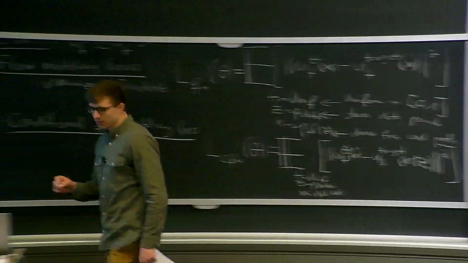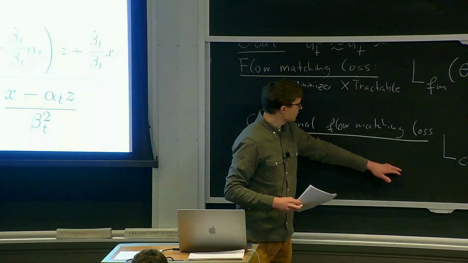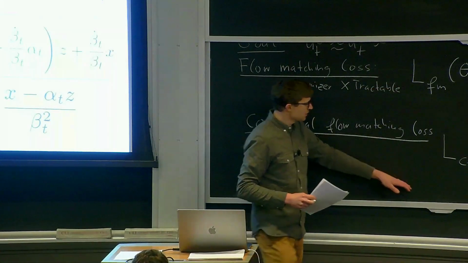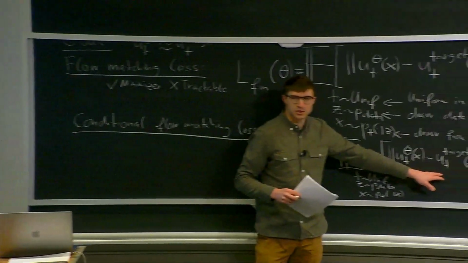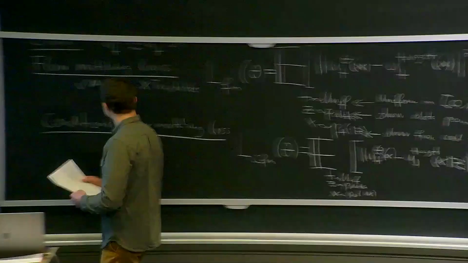All right, so from this loss to this loss, so from the flow matching loss to the conditional loss, the only difference is I'm plugging in the conditional vector field, okay? So now I made this tractable, so great.